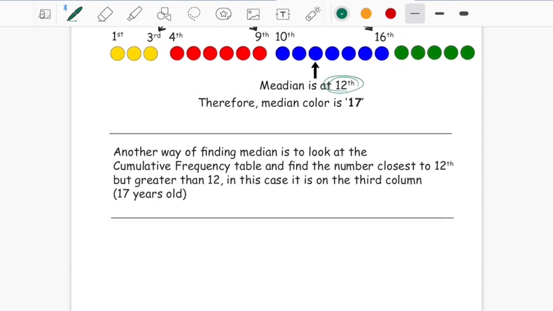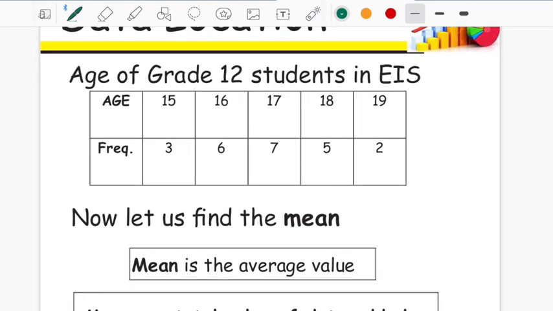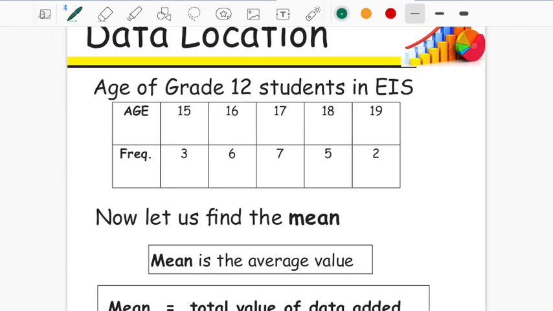Okay. Now, let's say you have data of how many students here. These are the Grade 12 students in EIS, right? Grade 12 students, you have various different ages here, yeah? All right.